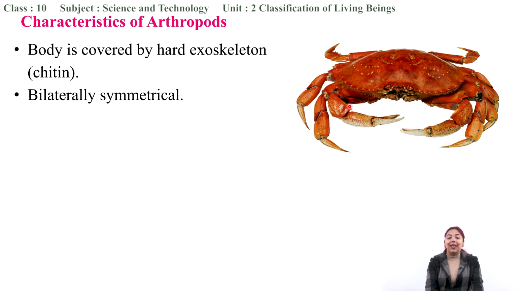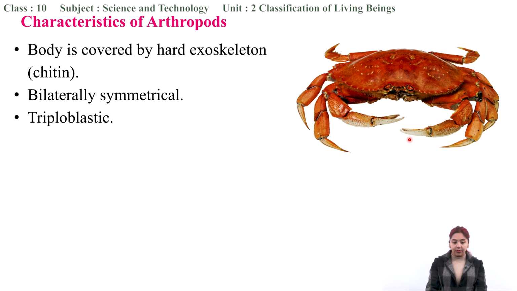Now they have bilateral symmetry. We can divide this crab into two mirror images when we divide it from this plane, and we get two mirror images on the right and left side. So this organism has bilateral symmetry. So arthropods have bilateral symmetry. Now they are triploblastic, which means they have all three germ layers present in the body: the ectoderm, the mesoderm, and the endoderm.